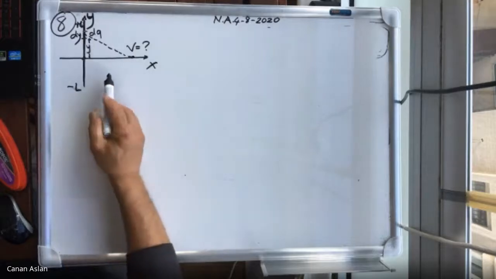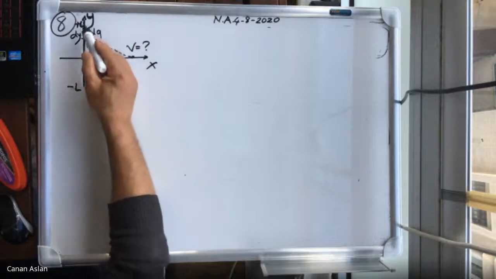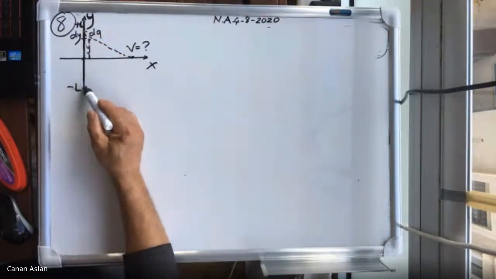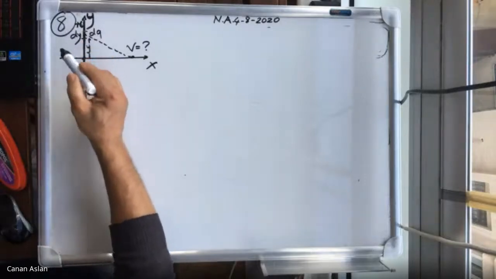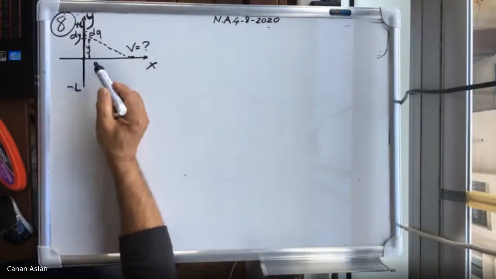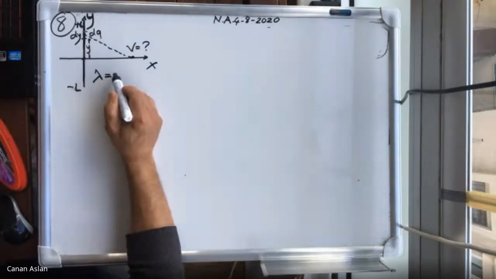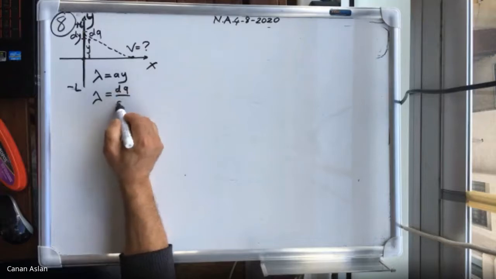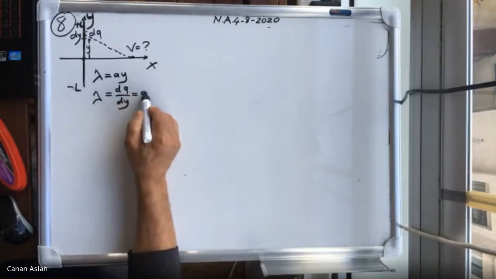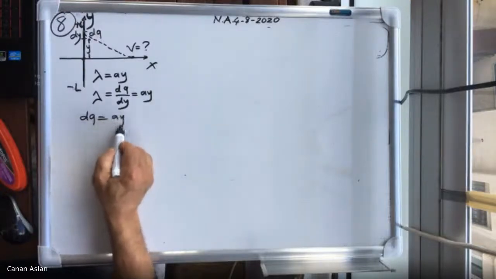Hi guys, now we have a similar problem, but now we don't have an infinitely long wire, just this wire with its finite length, L above and minus L below, so the total length is 2L. But now the problem is that lambda, the linear charge density, is not constant, but is given by Ay. Don't forget, lambda we will take as dq over dy. So it is given as Ay. From this we can write dq, which is equal to Ay dy.